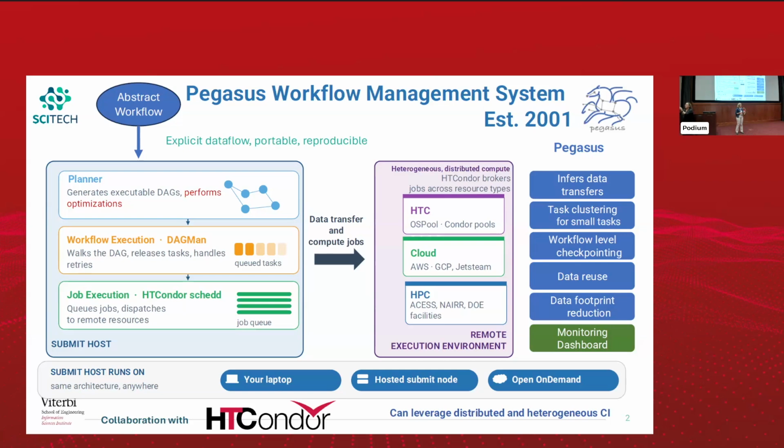HPC resources. Now, on top of this infrastructure, we put Pegasus, which takes an abstract workflow, which is resource independent, and then maps it onto these available resources to the user. It generates the DAG, it generates the submit files, and so forth. So because this workflow is resource independent, it is portable, it's reproducible, you can share it with others.